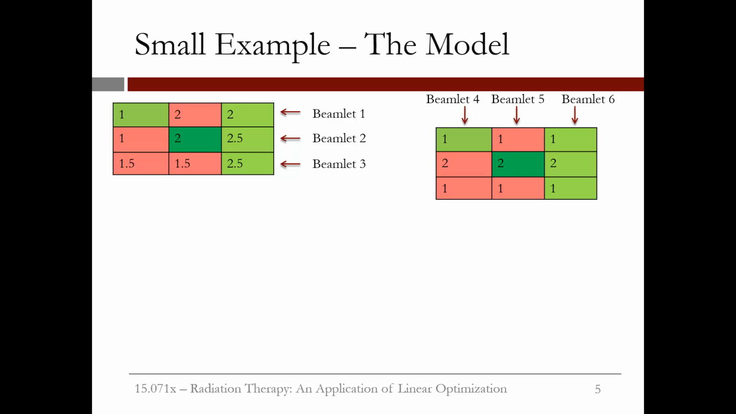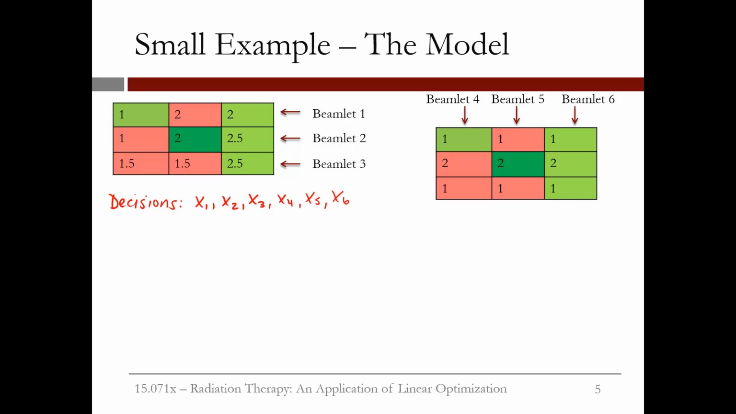Putting these tables together, we can write out our optimization problem. Our decision variables are the intensities of each beamlet. We'll call them x1, the intensity for beamlet 1, x2, the intensity for beamlet 2, x3, the intensity for beamlet 3, etc., all the way up through x6.